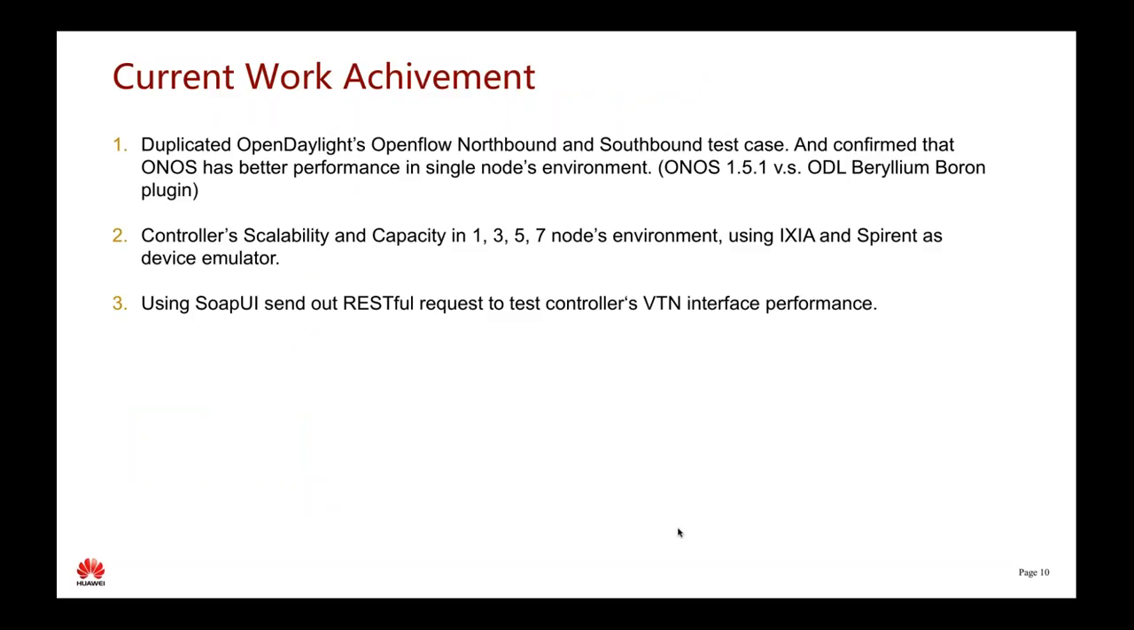So our current job here, what we have done, is that first we duplicate the OpenDaylight OpenFlow northbound and southbound test cases, and we have confirmed that ONOS has better performance in the single node environment. That is the same as what we have in their updated version of the report. And we are using Ixia and Spirent to test controller scalability and capacity in 1, 3, 5, 7 node environments. And also, we are using SoapUI to test the controller's VTN interface performance.